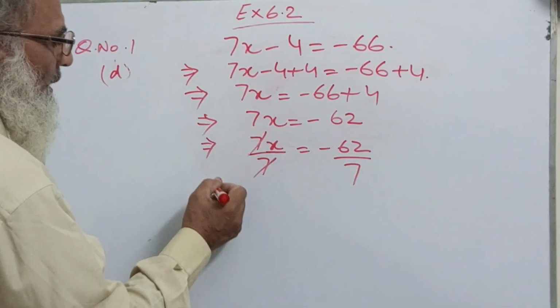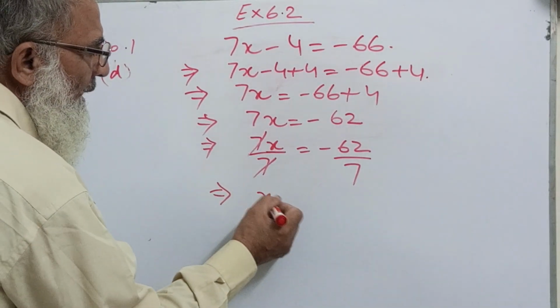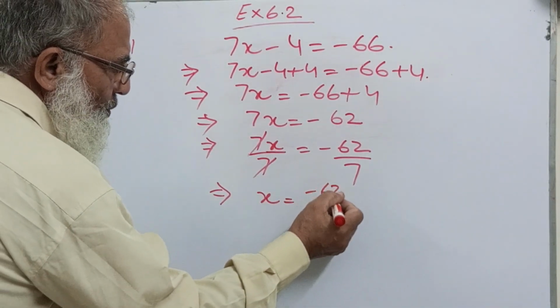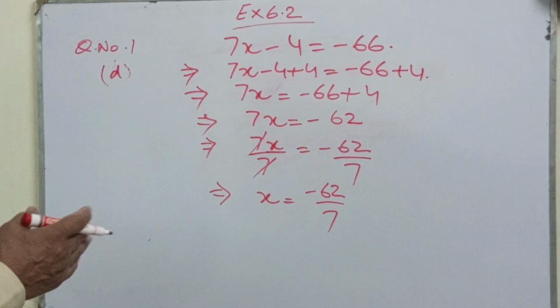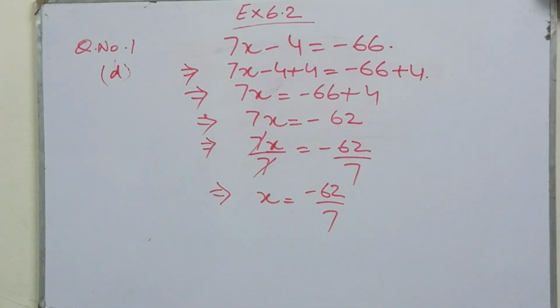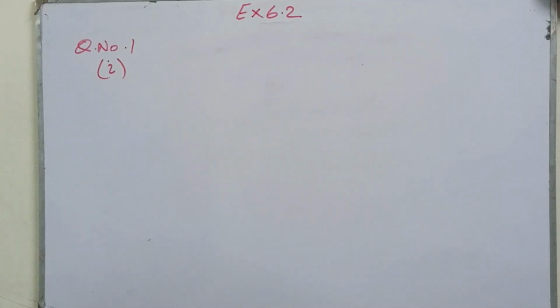It will cancel. X is equal to minus 62 upon 7. Now this is all we can have from this question. The rest of the questions are the same through H. Now let me take question number I. What does part I say? It has a fraction on one side.